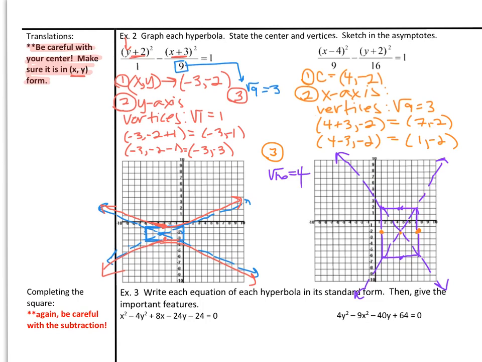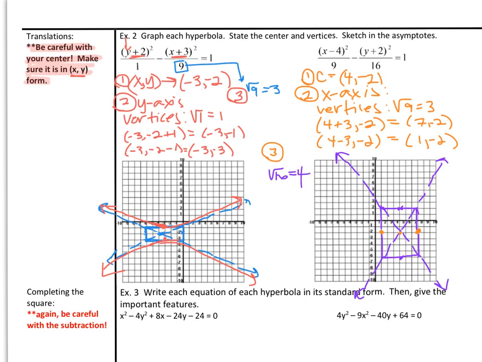I found my center to be at positive 4, negative 2. And with my major axis, the x-axis, since it's written first, my vertices need to go to the right and to the left. The number underneath x squared was 9. The square root of 9 is 3. So I went 3 to the right, and that put me at 7, negative 2. 3 to the left put me at 1, negative 2. I plotted my center and those two major vertices.